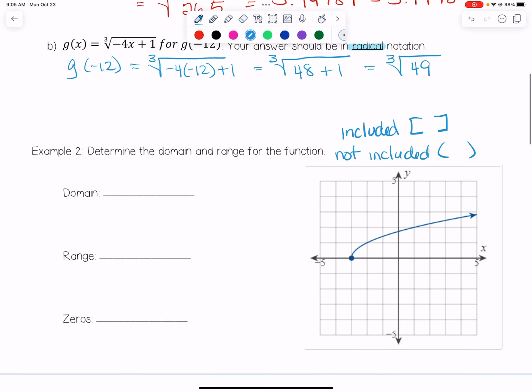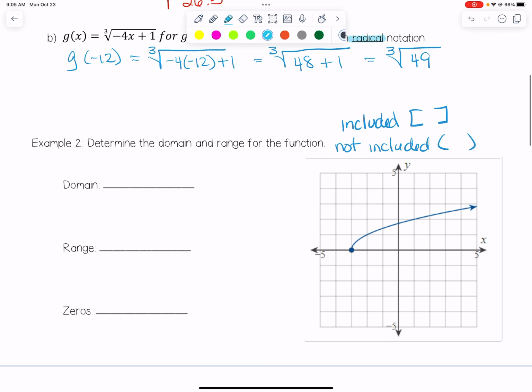So I like to do some shading on this when I'm looking at this. Basically what I'm looking at is all the x values in the domain. So I start at where the x is, okay? And I just kind of go here. This is the first x that it hits, and I'm going in this direction. And so every x value that is to the right of -3 is going to be included.